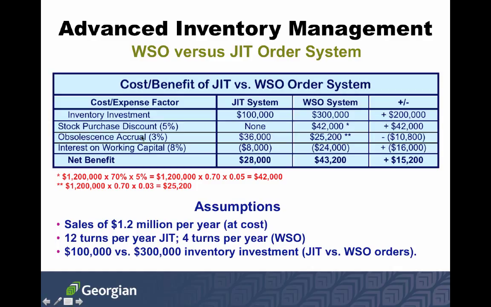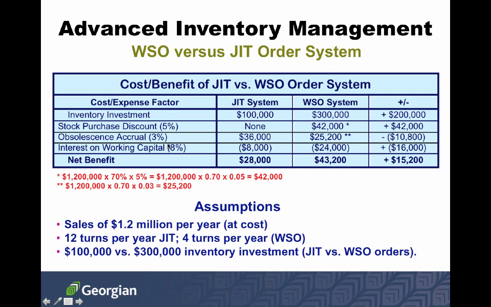Now, obsolescence accrual is available on total purchases in the just-in-time system. So 0.03 times 1.2 million is 36,000. And in the WSO here, the double asterisk footnote, 1.2 million by 0.7 by the 3% obsolescence accrual is 25,200. And now I'm falling behind by 10,000, or there's a deduction from the benefit by $10,800.